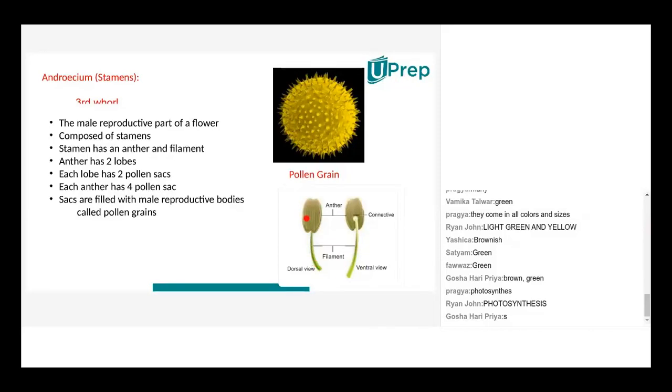Remember, we discussed it's got two parts. This is the anther and this is the filament. The slender stalk-like thing is the filament, and this sac-like thing at the top is called the anther.